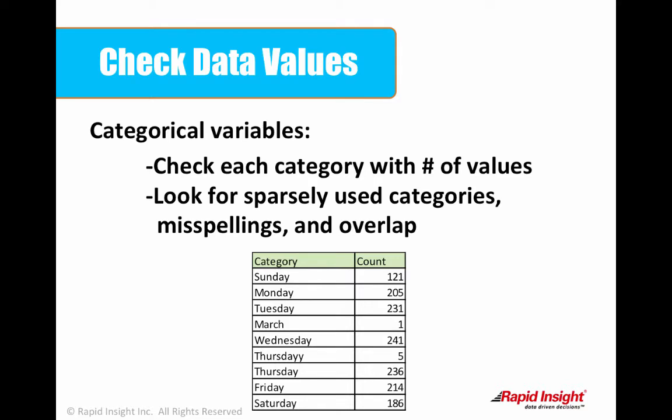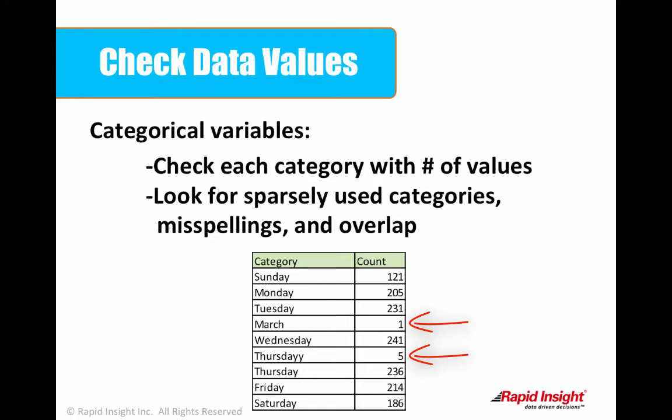Checking data values for categorical variables is pretty similar. In this case, we're looking at each of the different categories and we're counting the number of values that show up in that category. So we're looking for categories that maybe aren't used so much. This can help us find misspellings and overlap between categories. If we ignore the category column below and just focus on the count, we can see that some of those numbers look a little bit different.